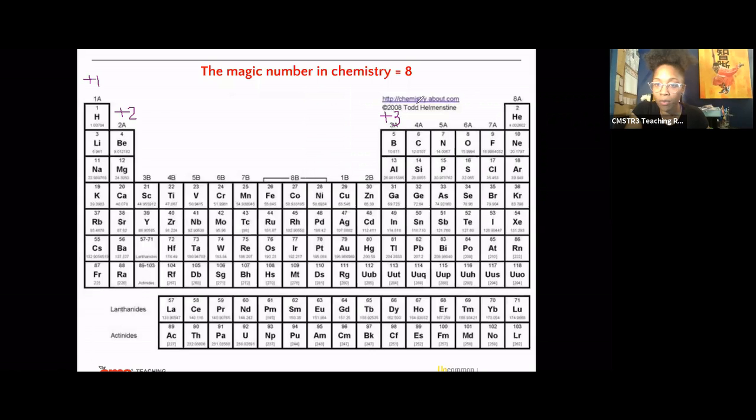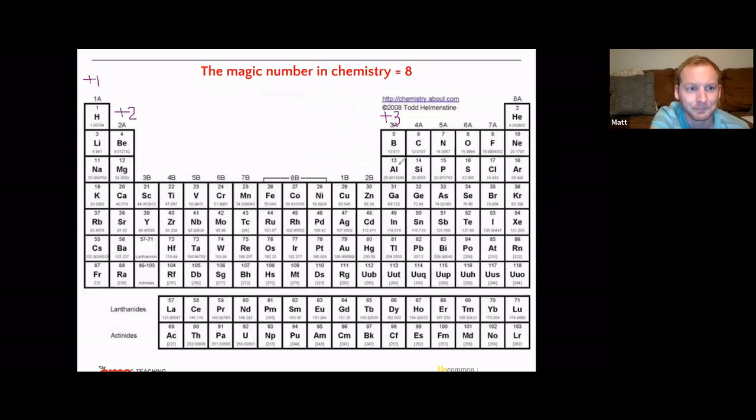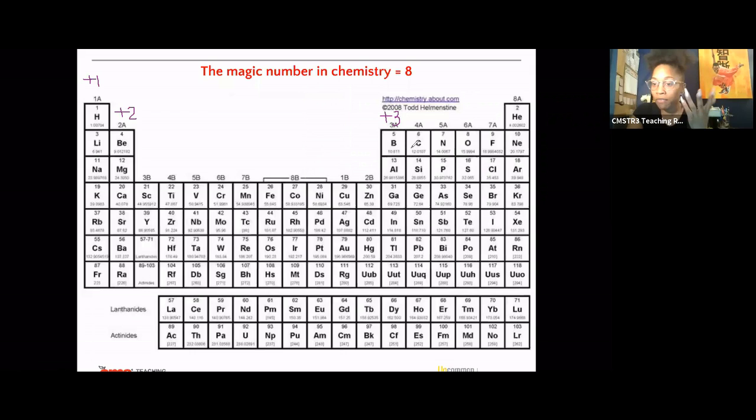What do you think will happen with the next family? They break even, so they have 4. So they can go either way. It depends on what they're paired with. So we say that they are plus or minus 4. They can either gain 4 or lose 4. It depends on what they're attached to.